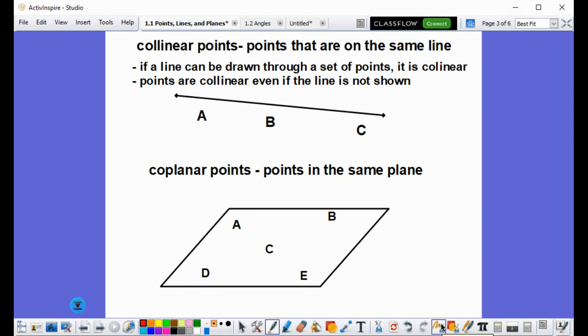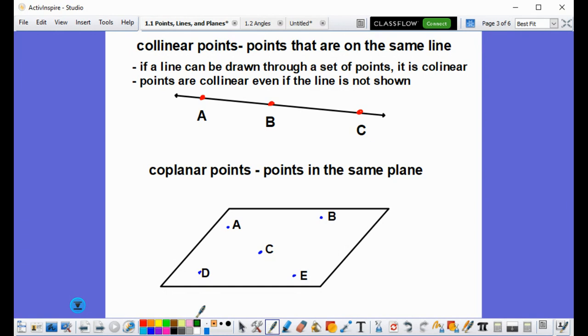So I'm going to get rid of some of my markings here. Put our points back here. And let's move on to coplanar. It has a lot of the same ideas. We've got some points on a flat surface or a plane. It's quite easy. Basically, if the points are all on the same flat surface, or if you could make a flat surface through the points, it's coplanar. So let's take a look. A, B, C, D, and E, they're all coplanar.